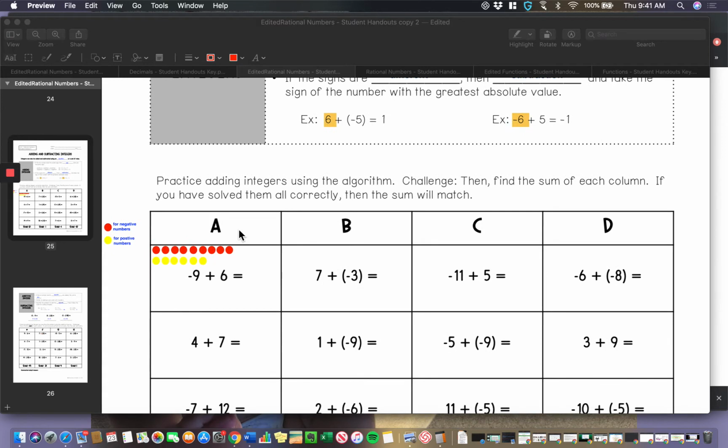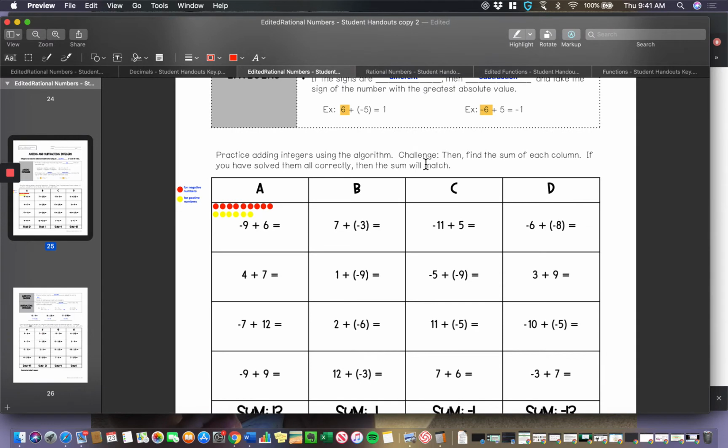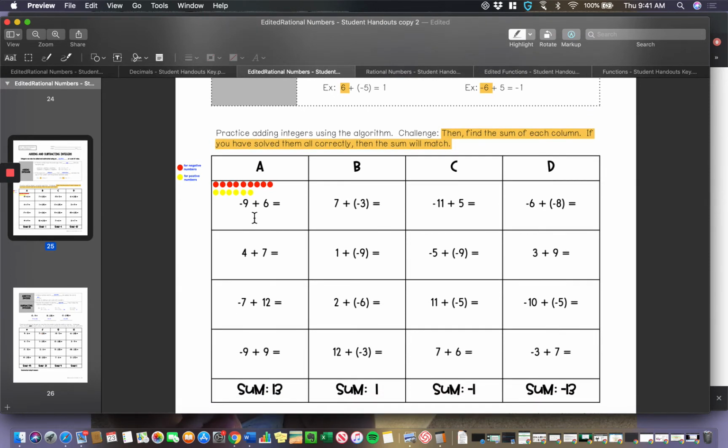All right. On here it says, practice adding integers using the algorithm challenge. First, find the sum of each column, and if you have solved them all correctly, then the sum will match. So you have your columns here, A, B, and C. In the directions, which I'll highlight, you need to find the sum of each column. So when you have A, you will get an answer for negative 9 plus 6, whatever it is. And you'll also get an answer for 4 plus 7 and negative 7 plus 12 and negative 9 plus 9. You're going to add up all of your answers and you should get a sum of 13. If you don't get 13, then one of these answers is wrong.